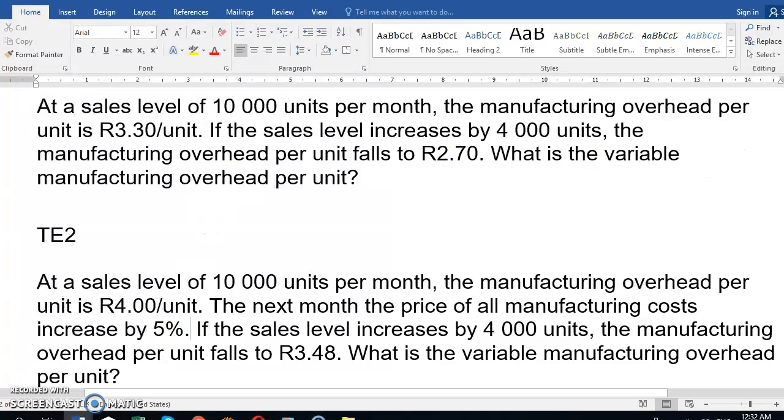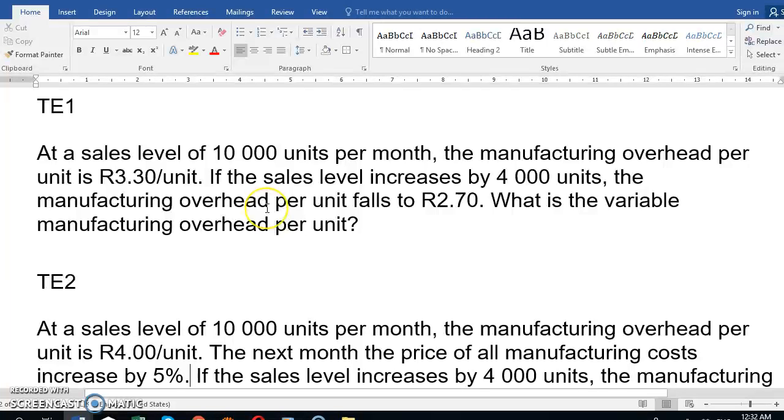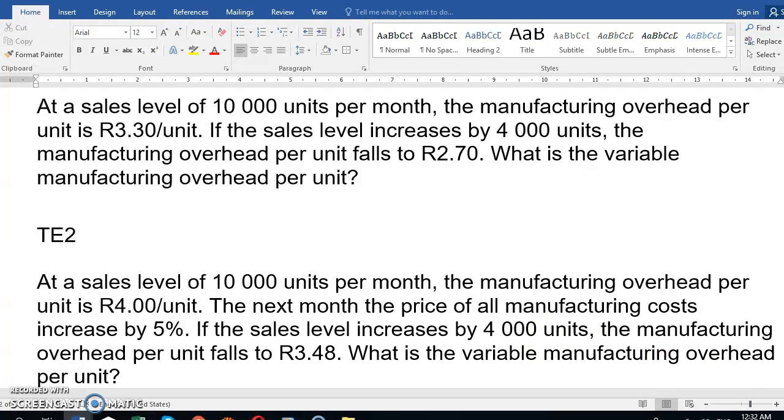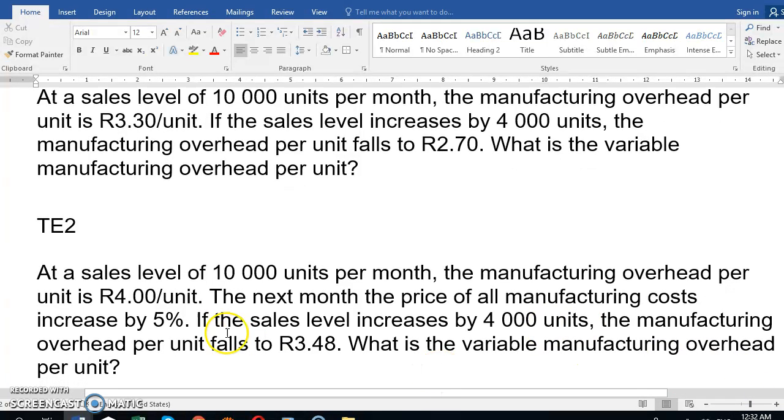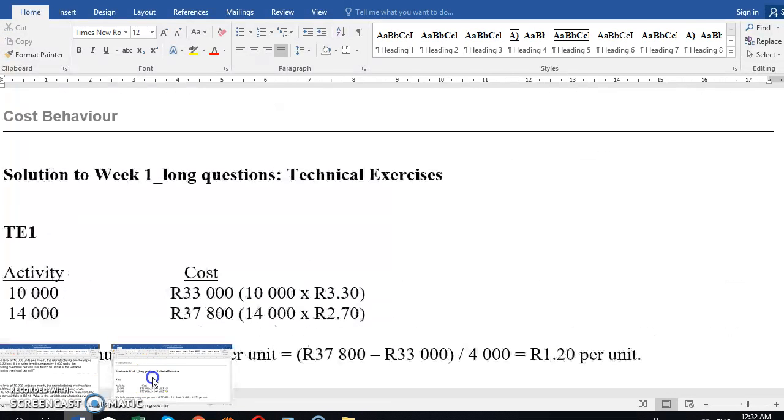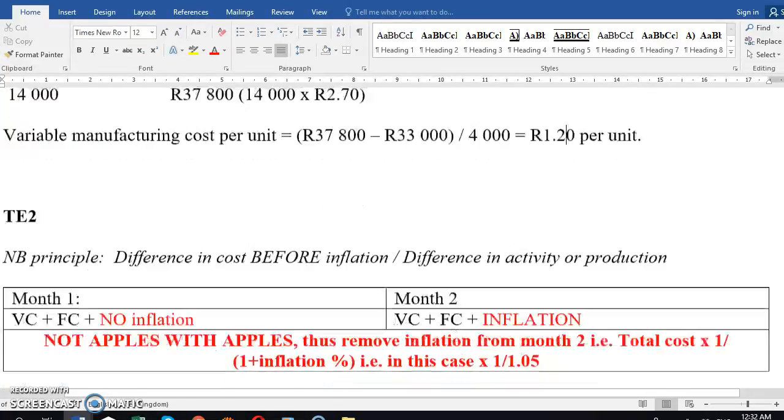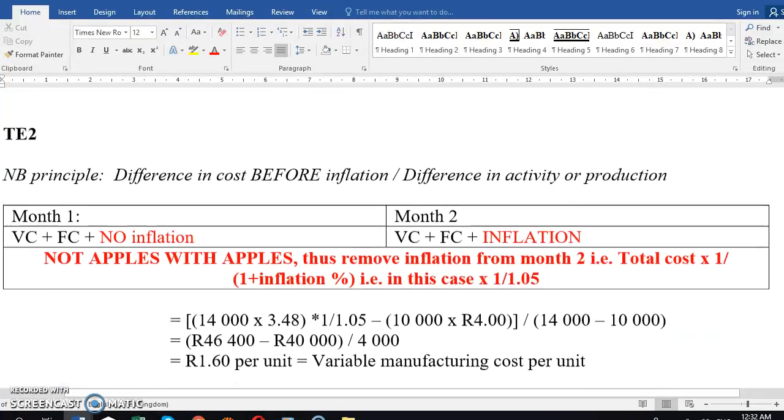In technical exercise 1, we could do the high-low method by just taking the cost for the one level minus the cost for the next level and the difference in activity. However, in example 2, we can't just do that upfront because of this 5% inflation. So one month you have no inflation, and the next month you have inflation. This table just summarizes what we have here.